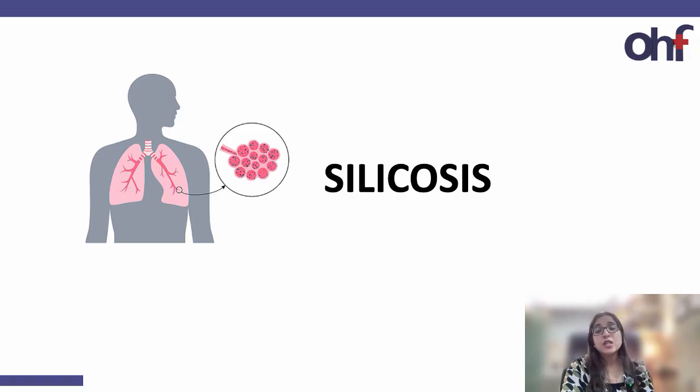Now, silicosis is a critical occupational lung disease. While it is one of the oldest known forms of occupational lung disease, it is also the world's most prevalent chronic occupational lung disease. Now, as physicians who are dealing with workers, it's important to recognize this condition.